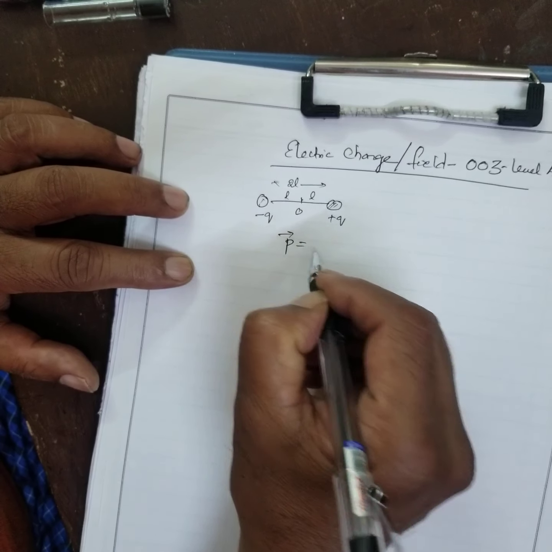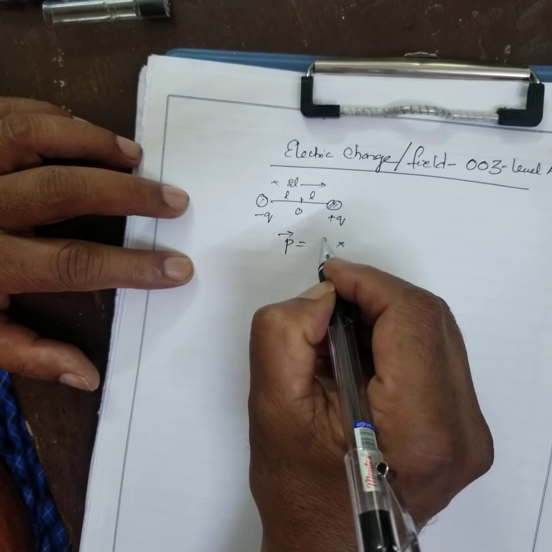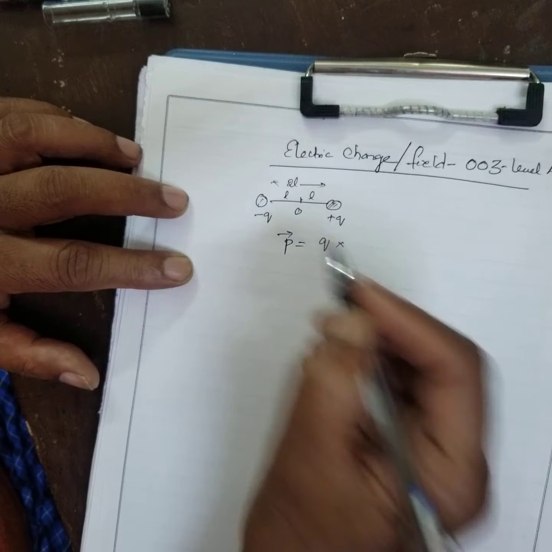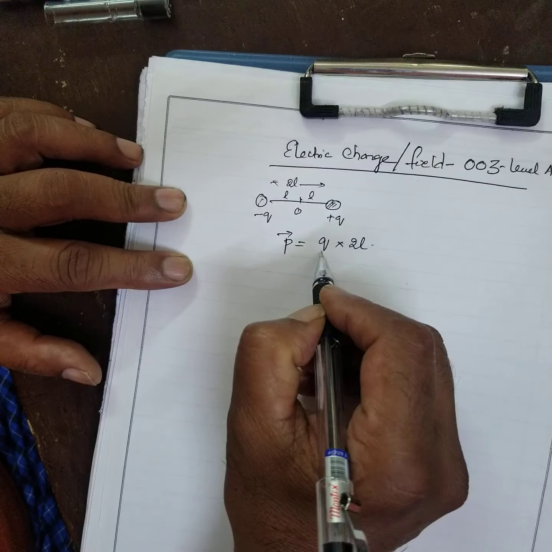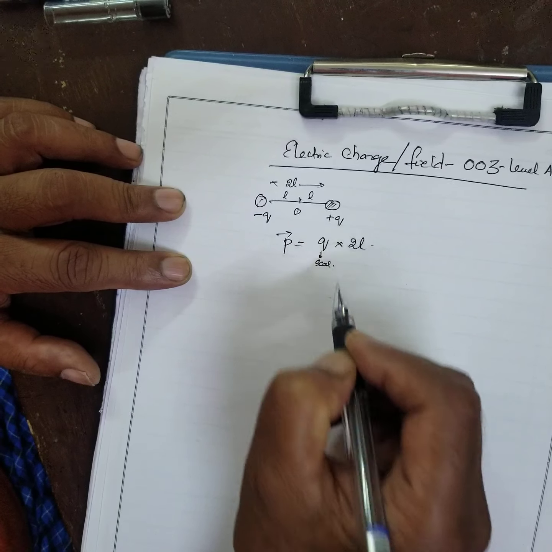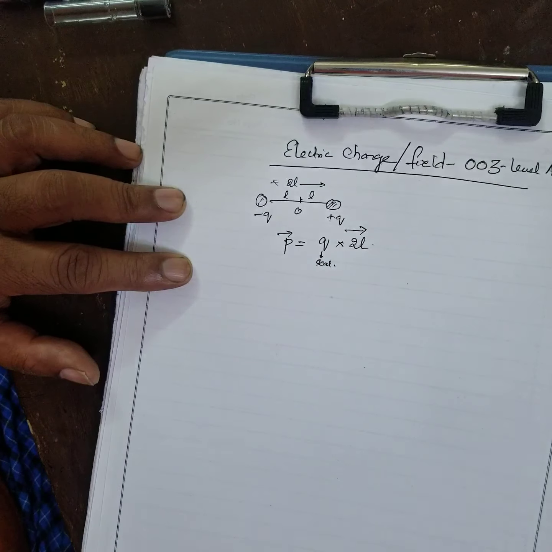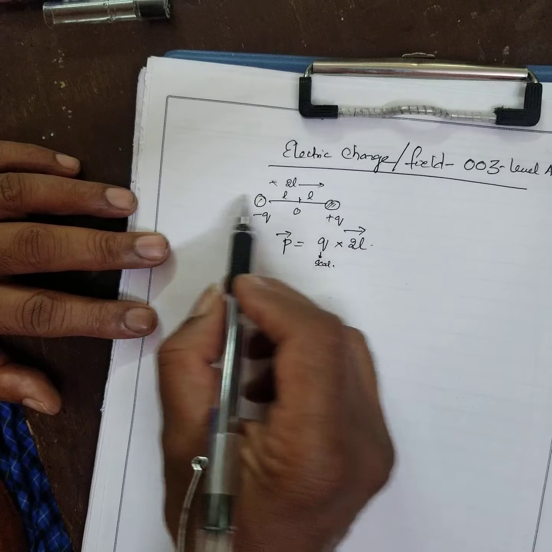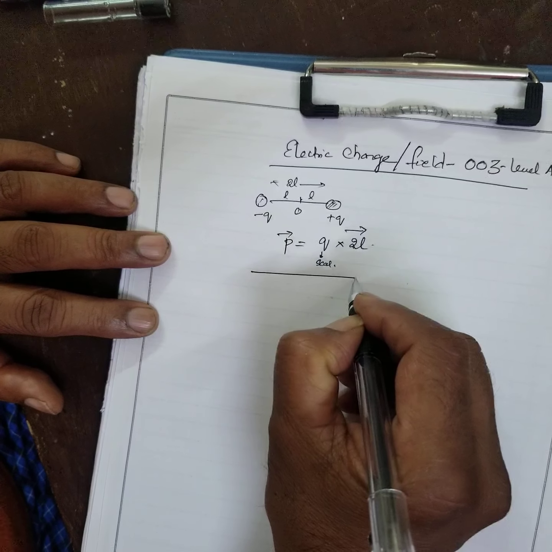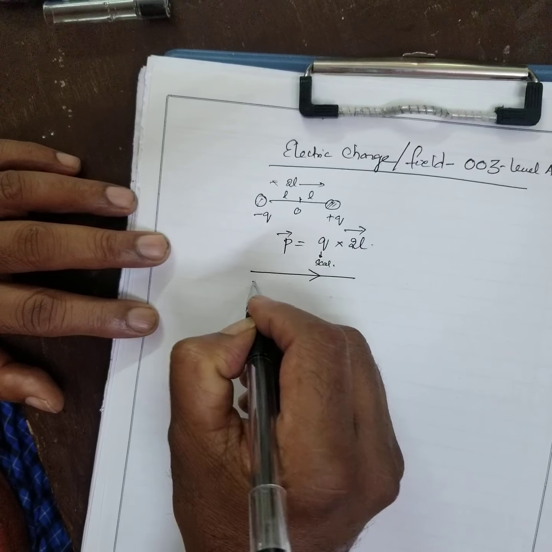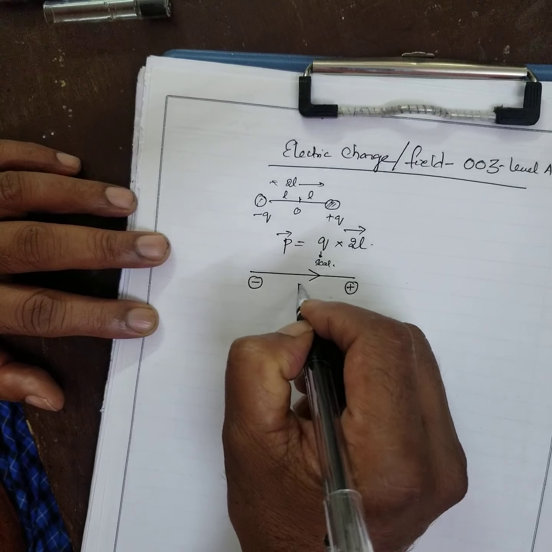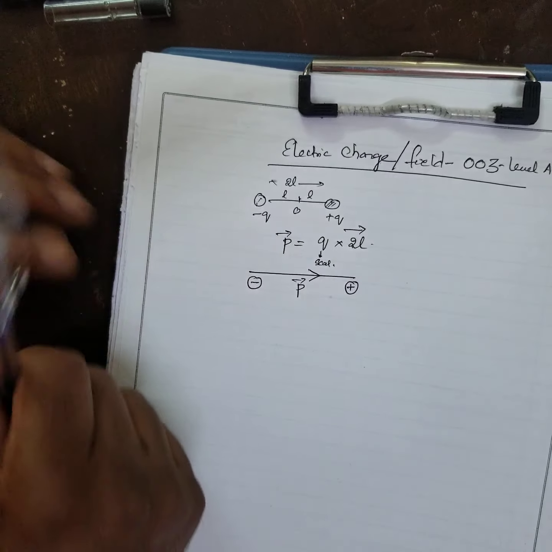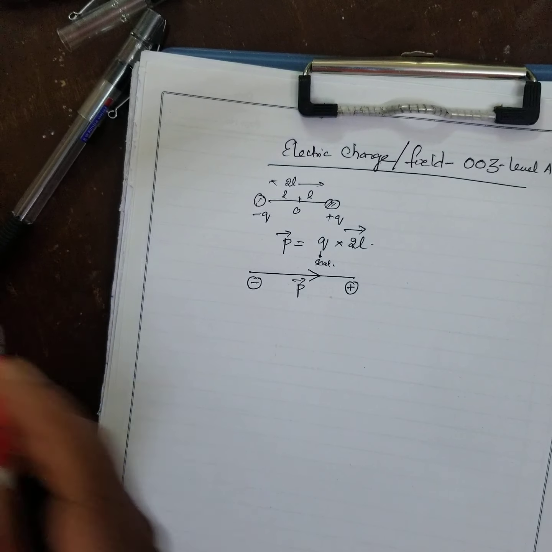Dipole moment is equal to the product of the magnitude of the charge and the distance between the two charges. Charge being a scalar quantity, the dipole moment is a vector quantity. And the direction of the dipole moment is always from negative to positive. Remember, dipole moment is a vector quantity from negative to positive, right?